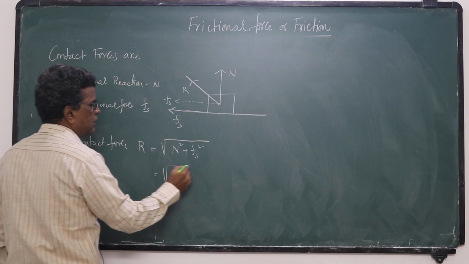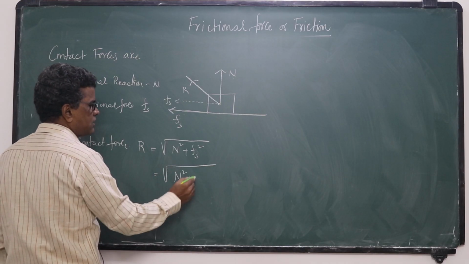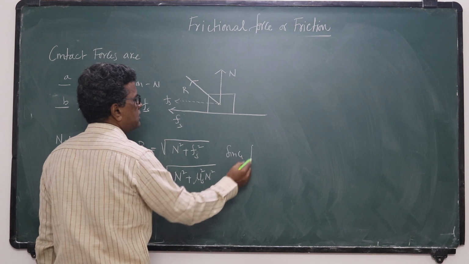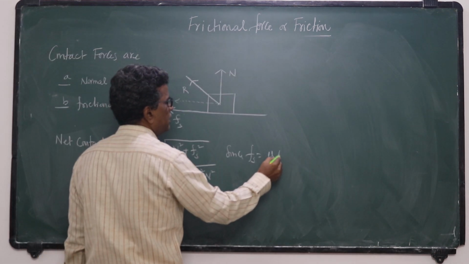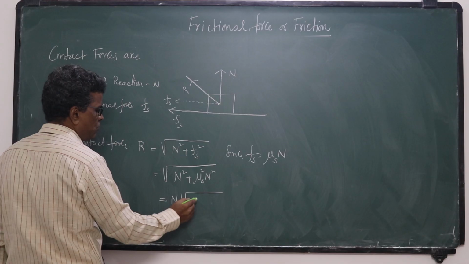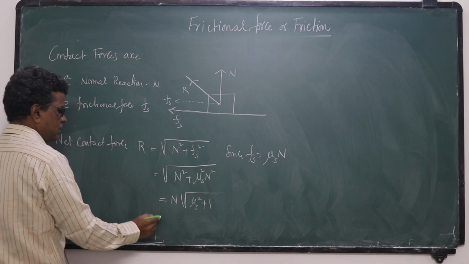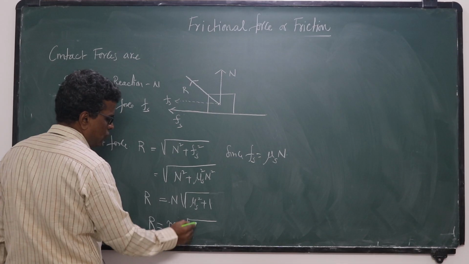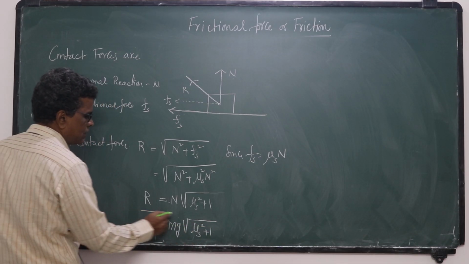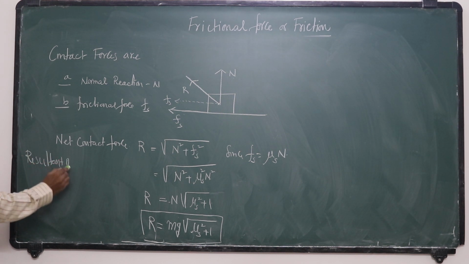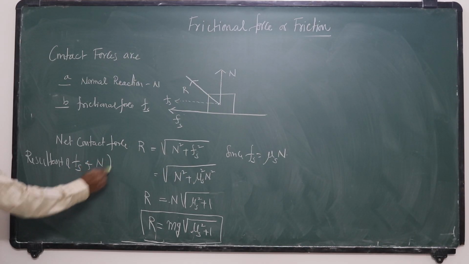Now, N square, what is Fs? Mu s into N, that is mu s square N square. Since Fs is equal to mu s into N, you take N square common: N into square root of mu s square plus 1. Okay, this is the net contact force. So it is given by R equals mg into square root of mu s square plus 1. So this is the answer for the net contact force. What is R? The net contact force, that is the resultant of Fs and N.